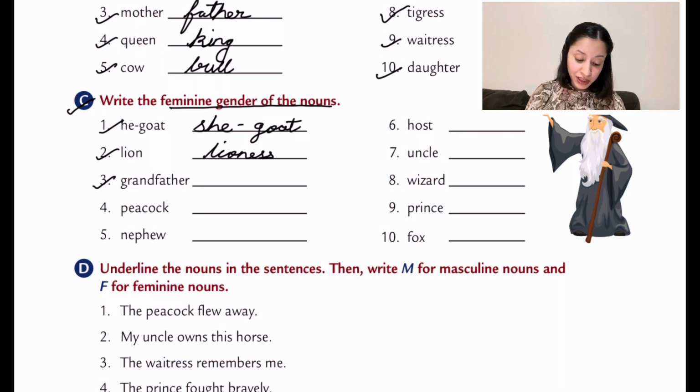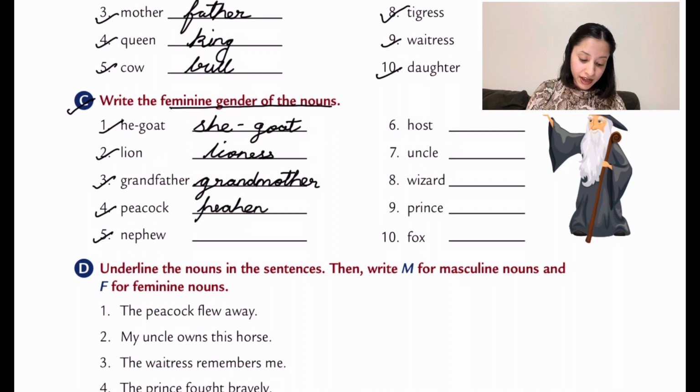Grandfather. What will be the feminine gender of grandfather? It will be grandmother. Peacock. What will be the feminine gender of peacock? It will be peahen. Nephew. What will be the feminine gender of nephew? It will be niece.